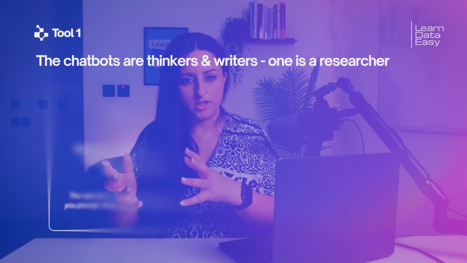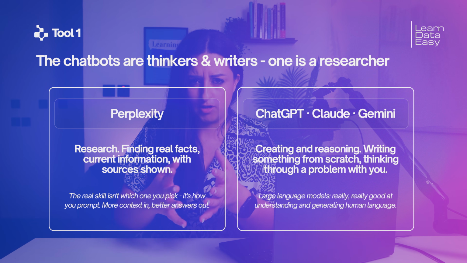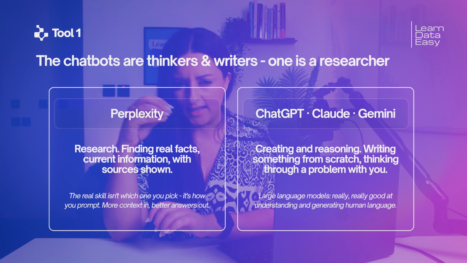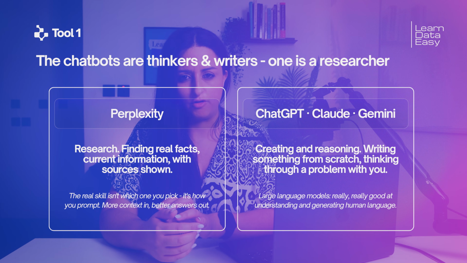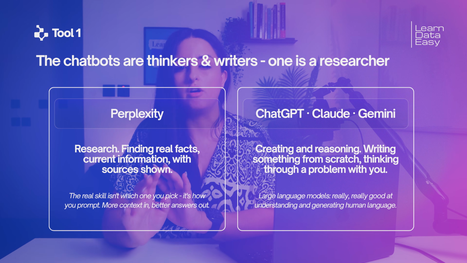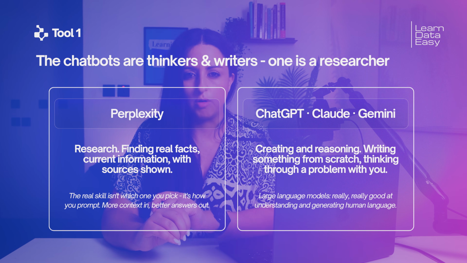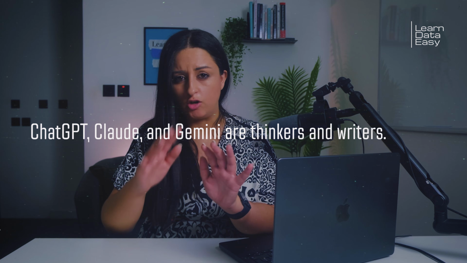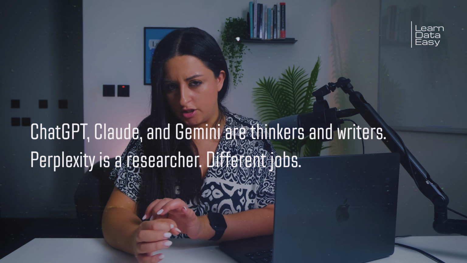And here's the one difference worth knowing. So if your job is research, like finding real facts and getting current information with actual sources, Perplexity is built exactly for that. It's designed to search the web and show you where the answer came from. The other 3 are stronger at creating and reasoning, writing something from scratch, thinking through a problem with you. A good way to remember this is ChatGPT, Claude, and Gemini are thinkers and writers, but Perplexity is a researcher.